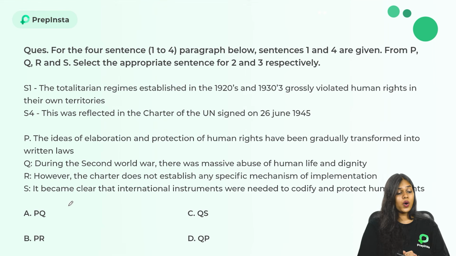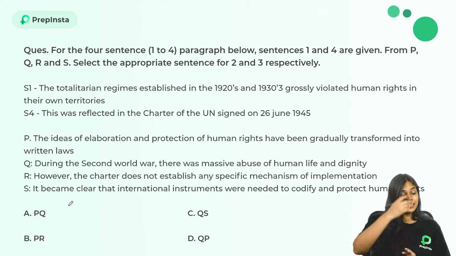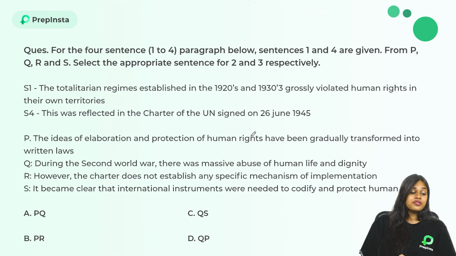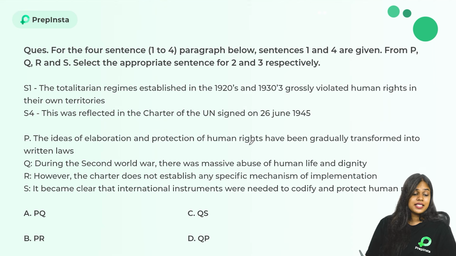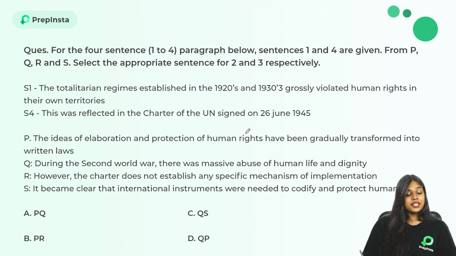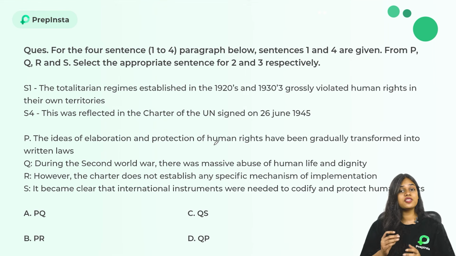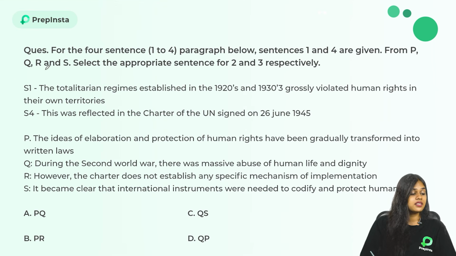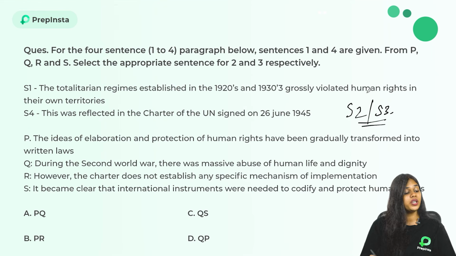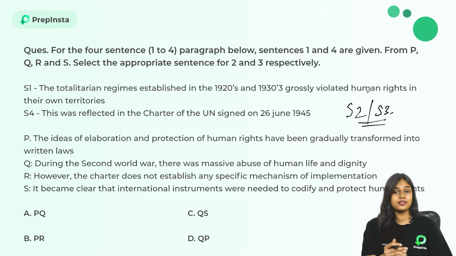For the 4 sentences, 1 to 4, in the paragraph below, sentences 1 and 4 are given. From P, Q, R and S, select the appropriate sentences for 2 and 3 respectively. The totalitarian regimes established in the 1920s and 1930s grossly violated human rights in their own territories. This was reflected in the Charter of the UN signed on 26 June 1945. All right, so we have sentences P, Q, R and S which need to be put in a manner that suits sentence 2 and sentence 3 over here. So we have to remove 2 sentences and put in 2 sentences over here.